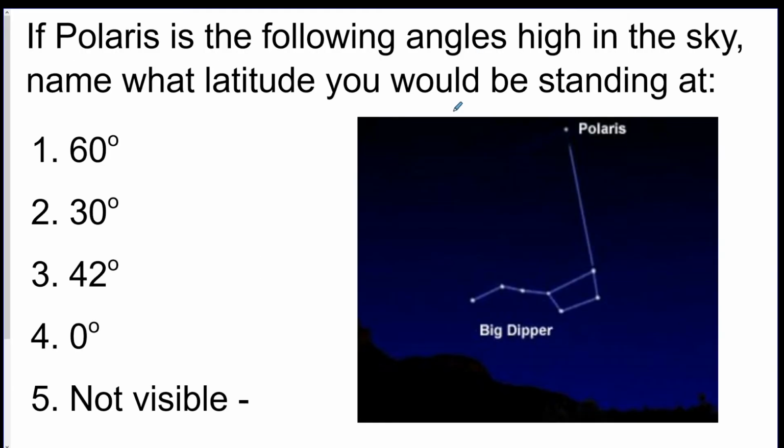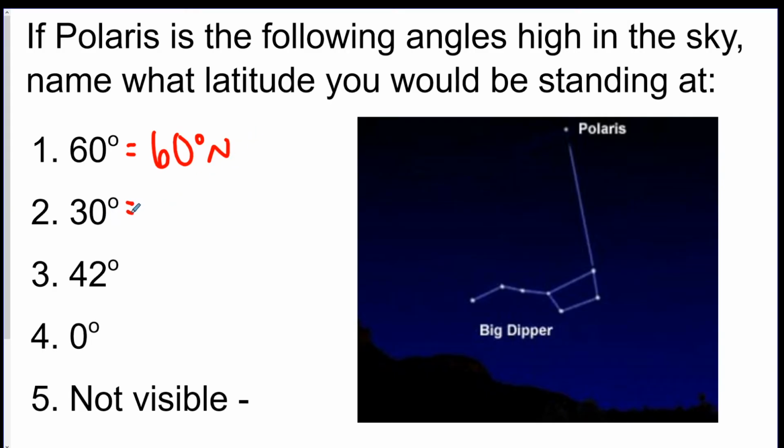All right, let's see if you can do these. I will give you a couple of examples and you can see if you can get it. Polaris is at the following angles in the sky. Name what latitude you would be standing at. Number 1. If Polaris is at 60 degrees, that means that I'm standing at 60 degrees north. Remember, it always has to be north when you're talking about Polaris if you're in the northern hemisphere.